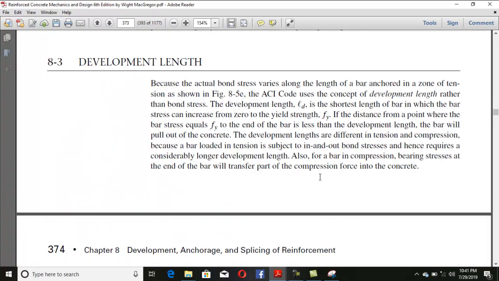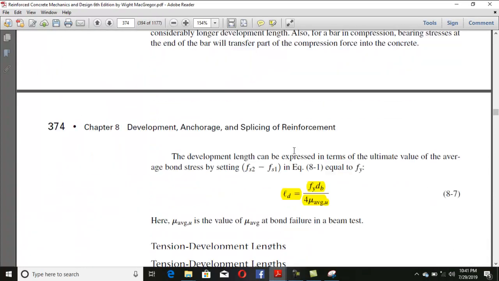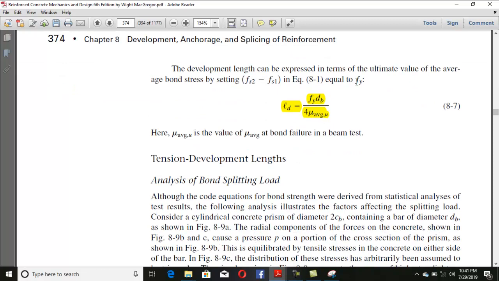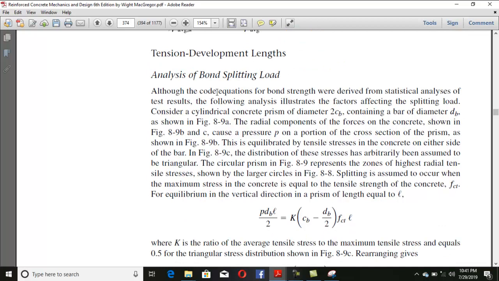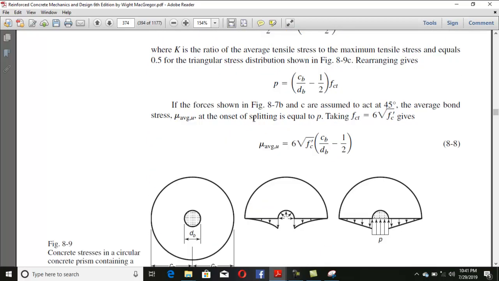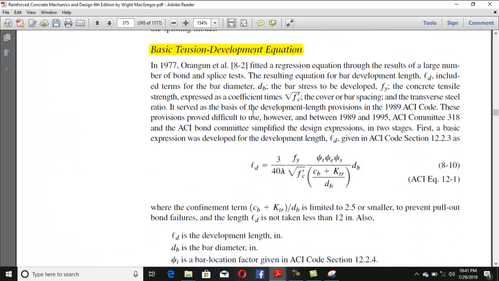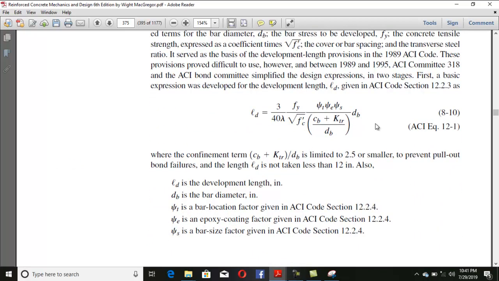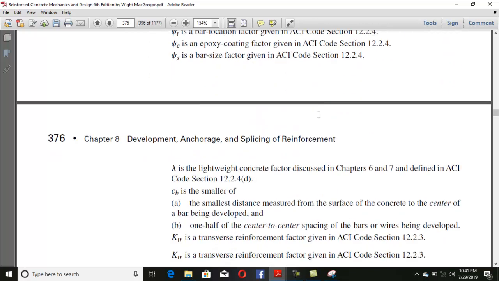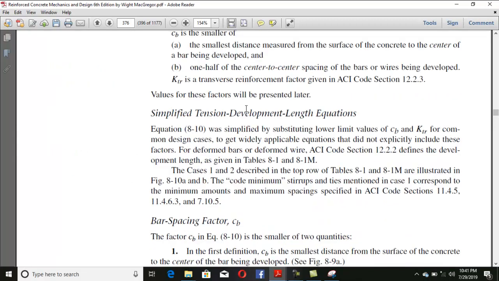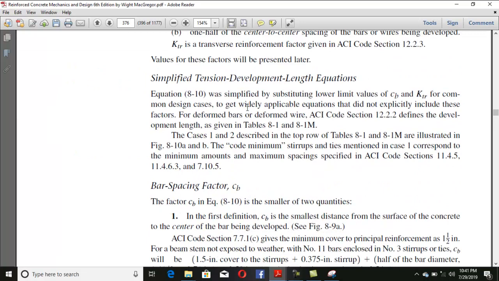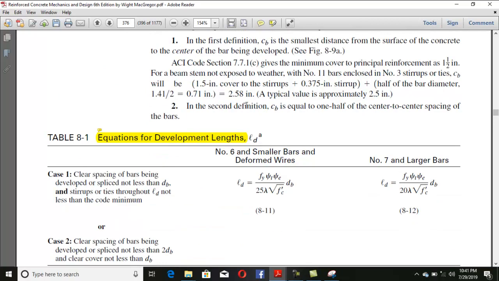So development length is defined over here. This is the basic equation which relates to the bond stress. This is in the McGregor book. Analysis, no, we don't concern ourselves with that. This is the basic tension development equation. I will explain each and every component: what is the psi factor, what is dV, and what is LD. I mentioned all these terms from Nilson. There is nothing new that I will explain to you.